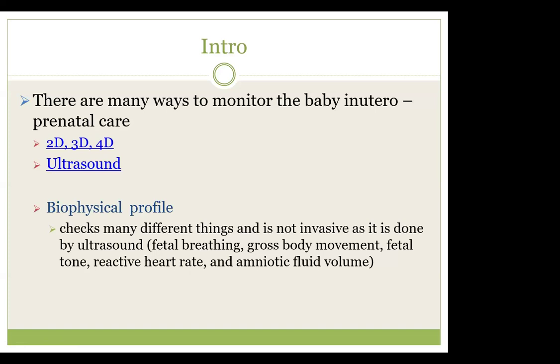A big one is ultrasound. You know, we all know it's there. It's really cool. We're going to watch a couple videos on ultrasounds. There's 2D, 3D, and 4D ultrasounds.